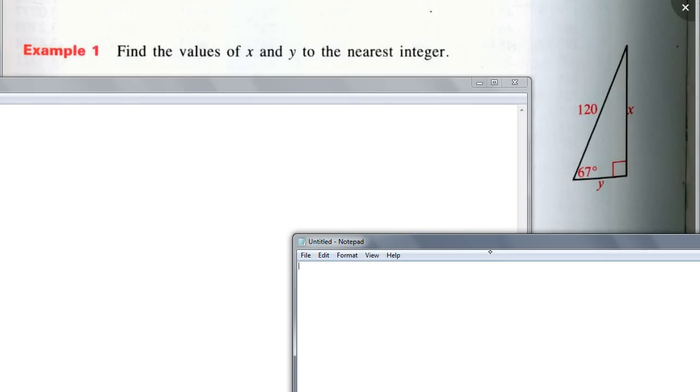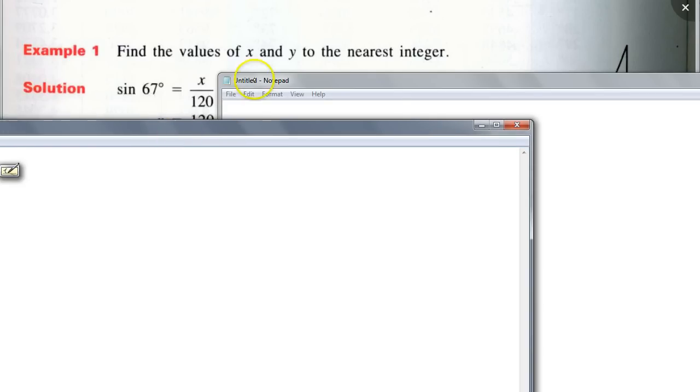Okay. So what can I use? Let's look at the value of x. What can you do to find the value of x? Anybody see it? How about Austin? Sine is correct. You would use sine to find the value of x. Why, Austin? Because it's opposite over hypotenuse. So we know the hypotenuse. We don't know the opposite. So sine of 67 degrees equals x over 120.